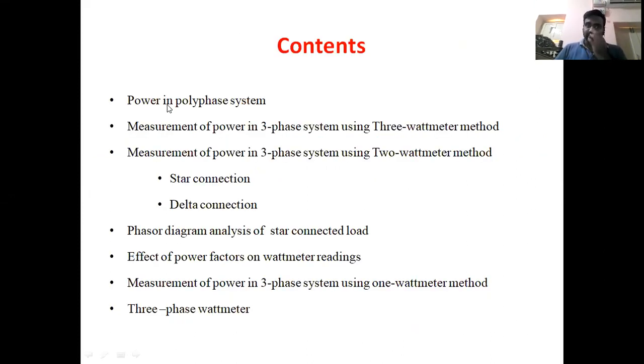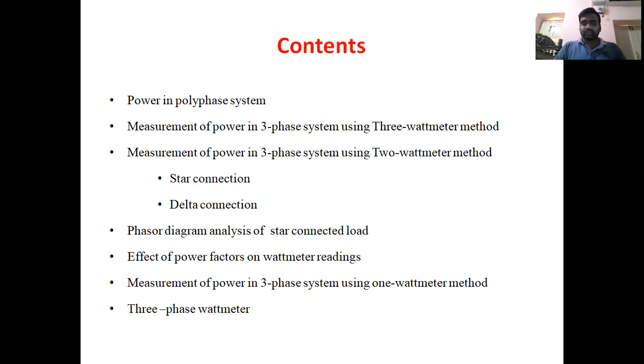We discussed power measurement through Blondel's theorem. We discussed measurement of power in a three-phase system using the 3 wattmeter method, and measurement of power using the 2 wattmeter method with star connection and delta connection. So we analyzed the phasor diagram analysis and we started the effect of power factor on wattmeter readings.